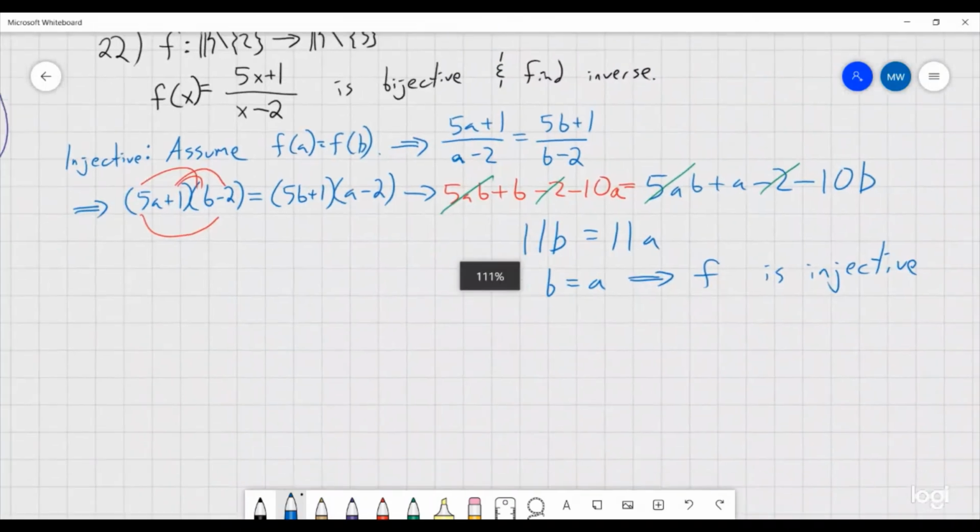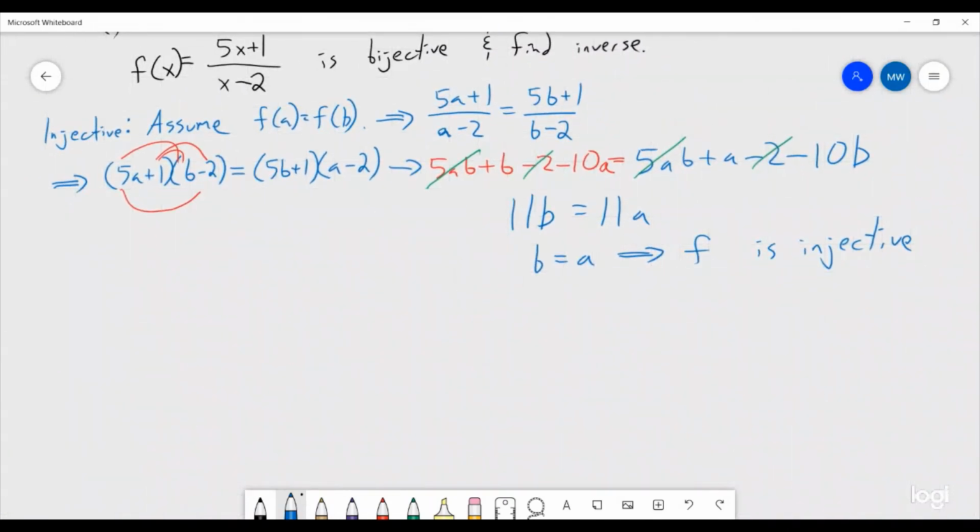Okay. If we want to show it's surjective, we are going to say for any output y in our codomain, which is the real numbers minus 5, what we then need to do is show that there is some x involved that can get us to that thing. And so this is where we're going to actually be finding the inverse.